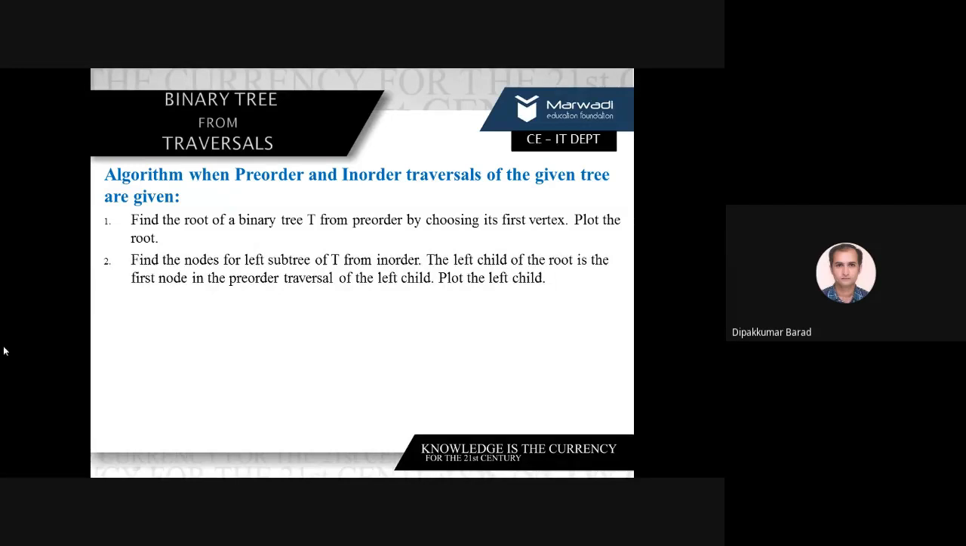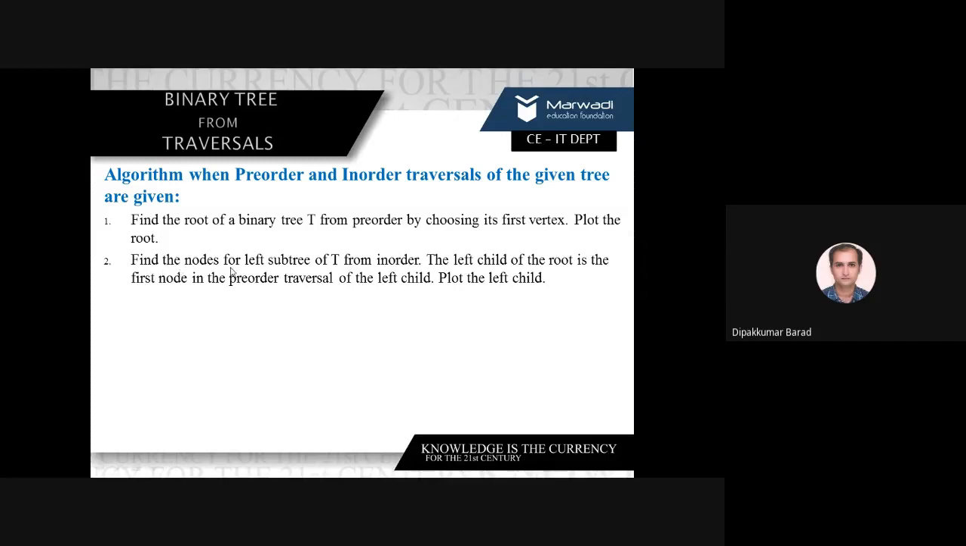Now once you get this root from pre-order, look at the in-order, which is like L, N, R. The parent node or root is in the middle of it. So on the left side you get the left child, and on the right side you get the right child.